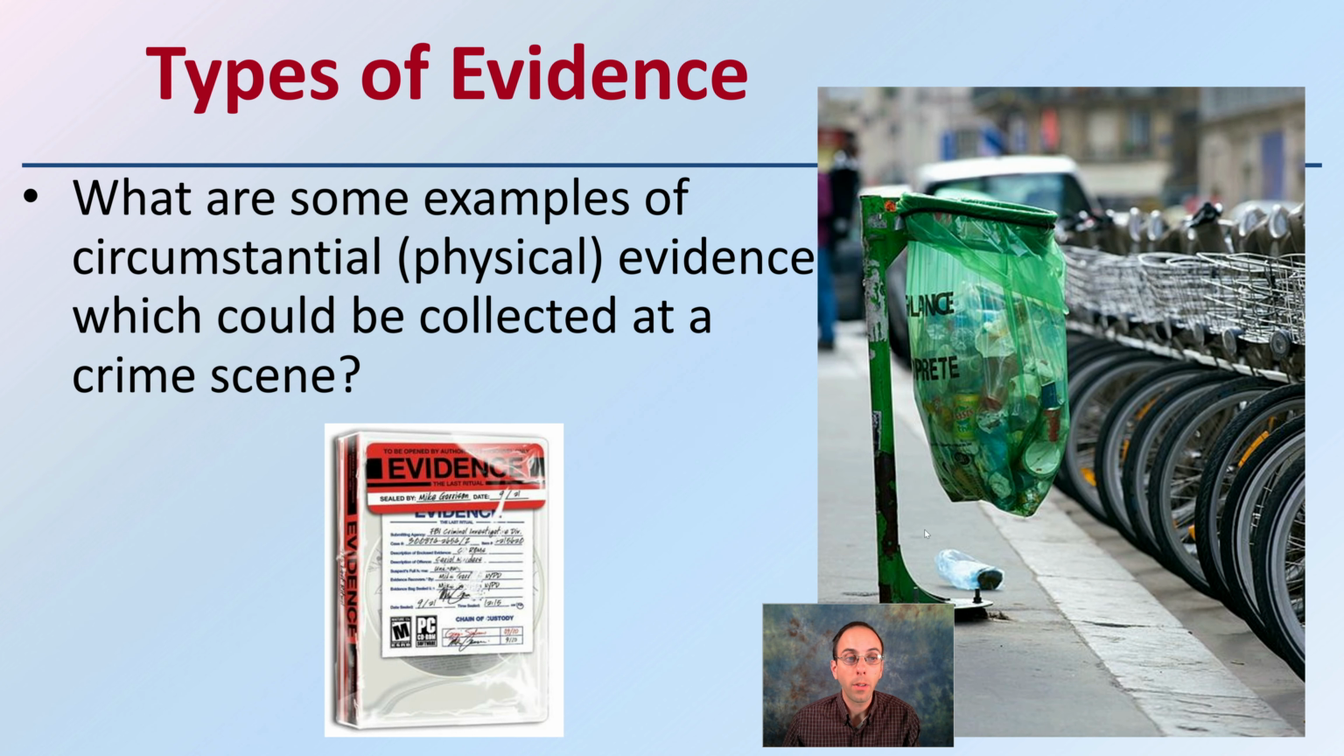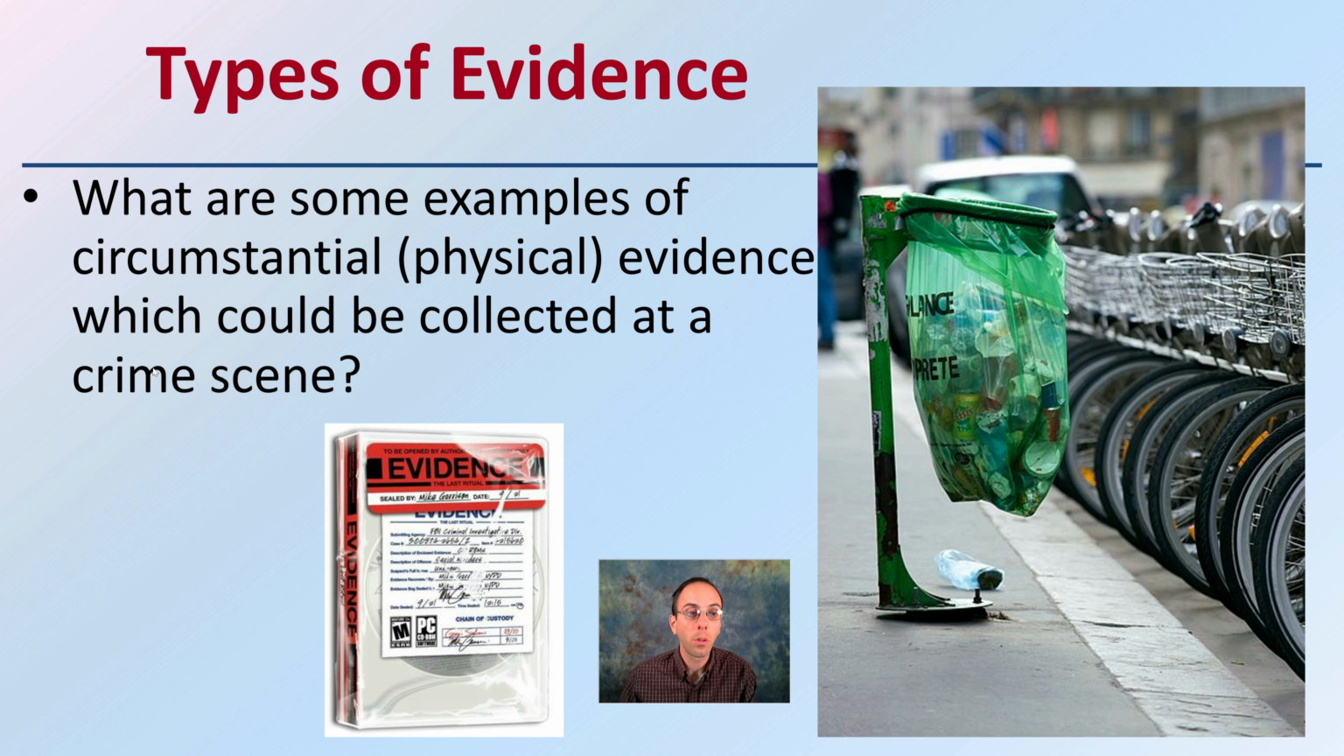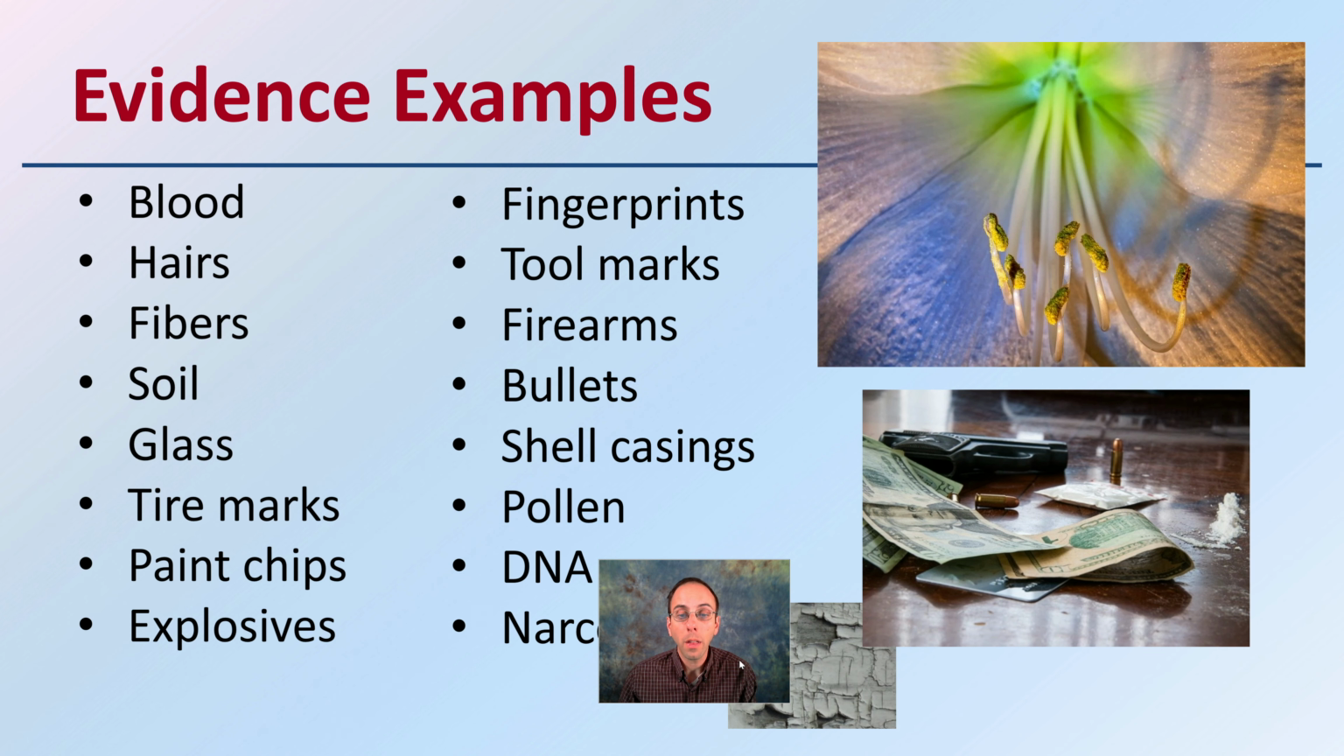We also have different types of evidence, so with these different types, we're looking at what are some examples of circumstantial or physical evidence that could be collected at a crime scene. So be thinking about these different types of physical evidence. Again, something as simple as a trash can here, all sorts of DNA, fingerprints, hair, all sorts of things can be collected. Here are some evidence examples.